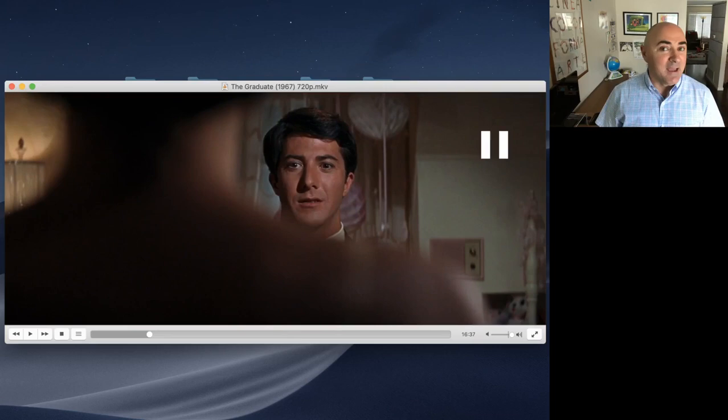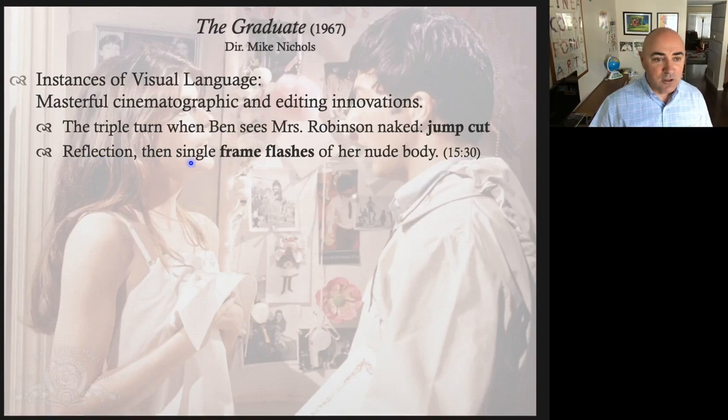Now we had another example there, and that was what we call a frame flash. Okay, we see her reflection, and then once she's trapped, we see single frame flashes of her nude body. Now you can look it up in the film. That's the time code for you.